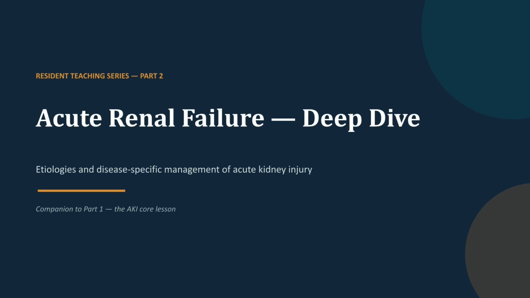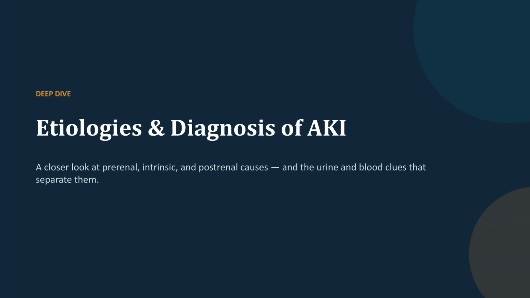Welcome to Part 2 of our acute renal failure deep dive. In Part 1, we established the framework to localize acute kidney injury. Here, we delve deeper into the specific etiologies, prerenal, intrinsic, and postrenal, and the diagnostic clues that separate them, followed by disease-specific management strategies. Let's begin with the etiologies and diagnosis of acute kidney injury.